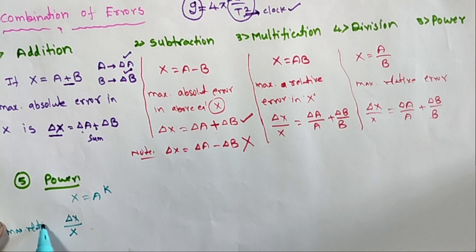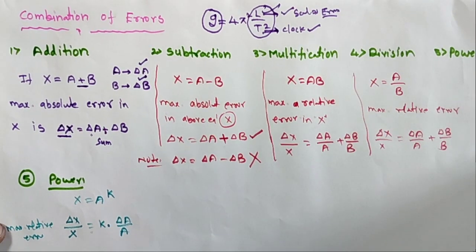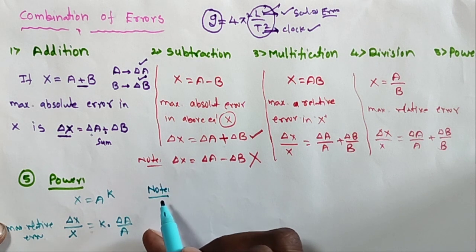Maximum relative error, delta x by x is equal to k into delta a by a. This is the combination of errors. Sometimes the powers are given differently.